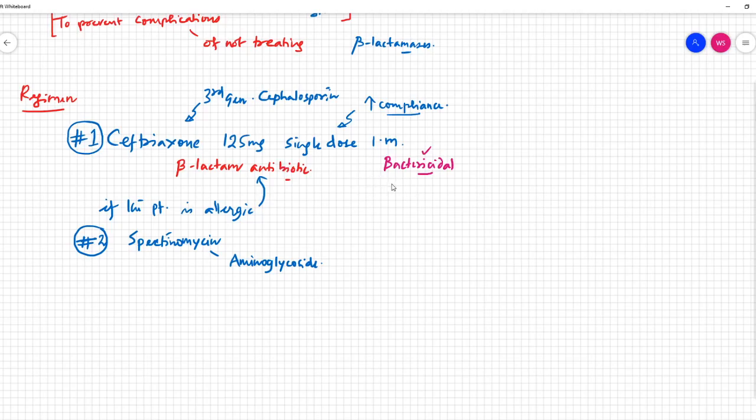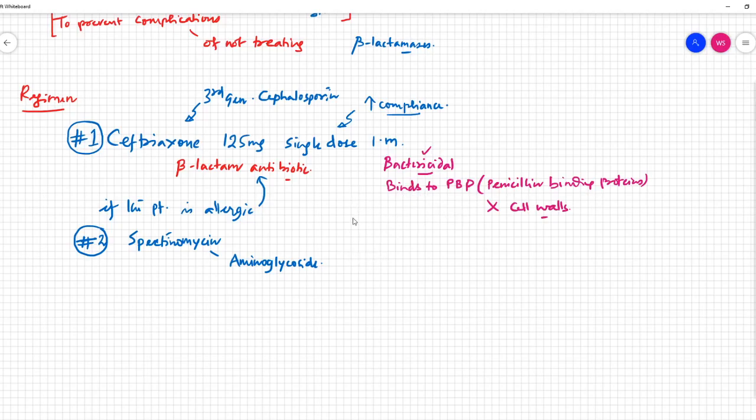Okay, and what's the mechanism of action? It binds to penicillin binding proteins. And by binding to penicillin binding proteins, it prevents the transpeptidation reaction, and thereby you won't get cell walls. Okay, so if there are no cell walls, then the organism would die.